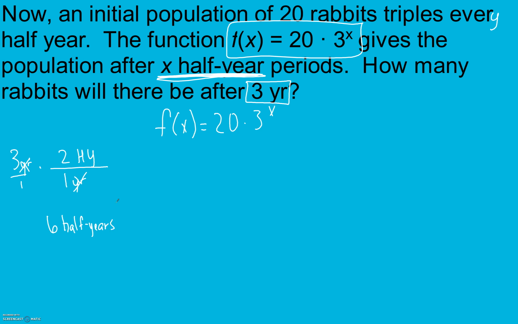And again, you may not have had to set up conversion factors there, guys. That may have been one that you were just comfortable making the switch from, and that's okay, as long as you can get to the 6. So here we have 6 half years. X needs to be in terms of half years. So I can find the value of my function after 6 half years by plugging in 6 for all of my x's. Here, I get 14,580 bunnies.